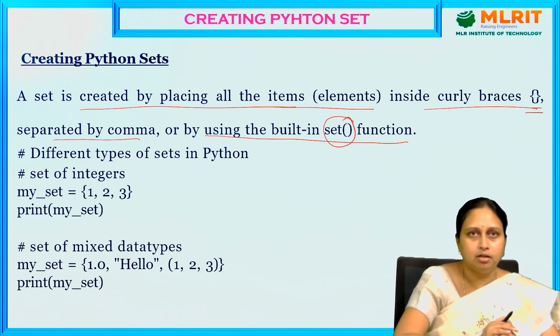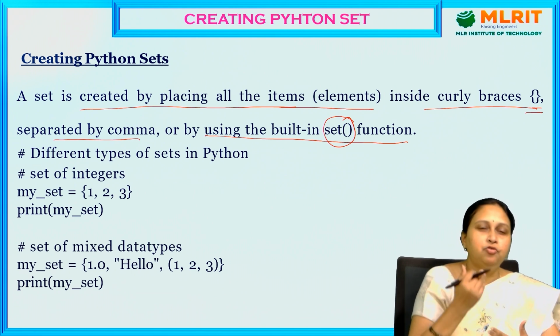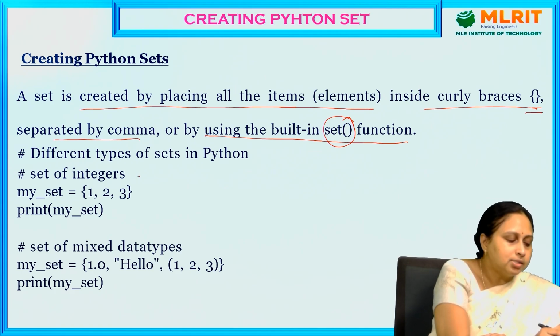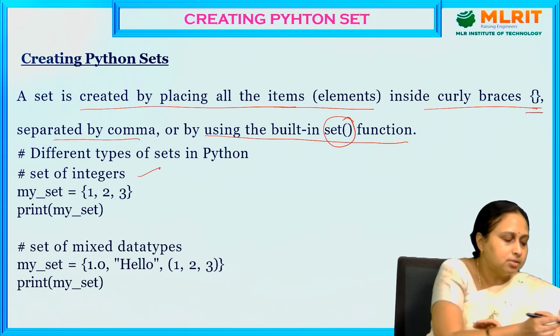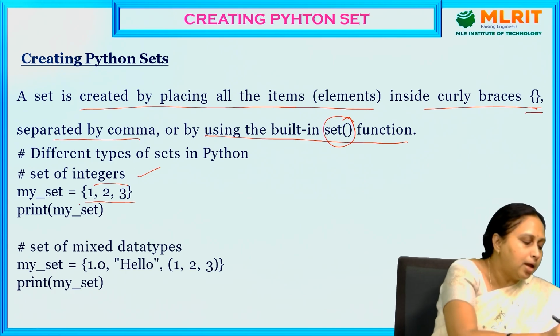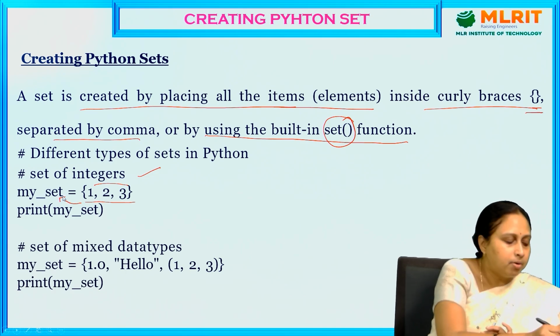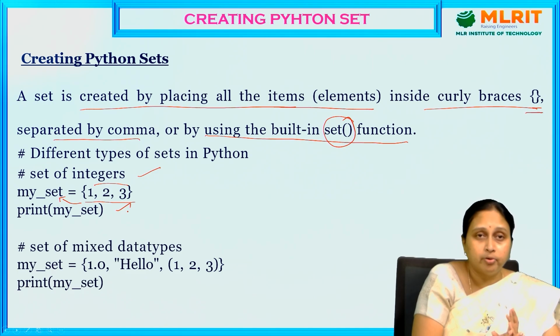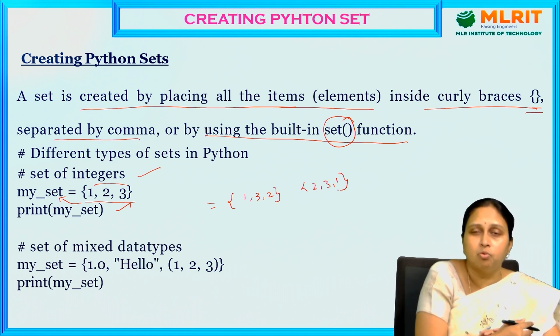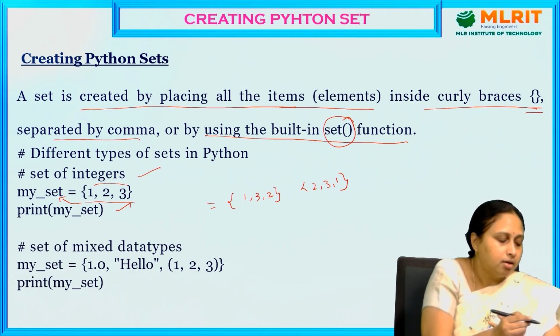This is how a set is created in Python, in different ways. Here, I want to create a set of integers. In that case, we use the curly braces and define all the integer values like 1, 2, 3, assign them to a variable, and print the set. If I print the set, it may print in any order like 1, 3, 2, or it may print 2, 3, 1. It may not be printed in the same order, it will be unordered. That is about a set.